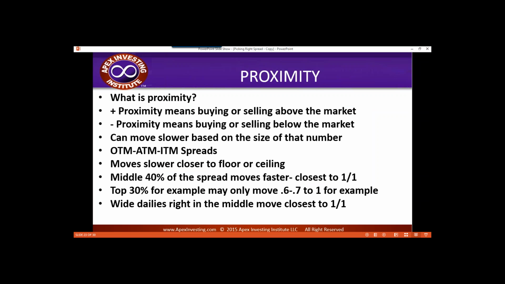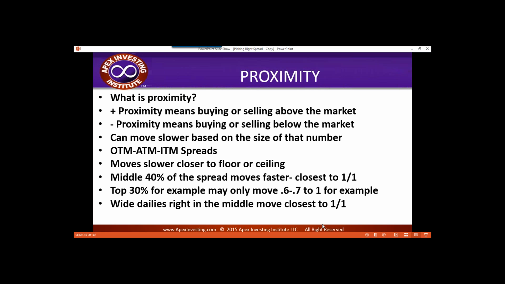That middle kind of 40% of the spread moves the fastest, dollar per dollar, one-to-one. Like the top 30% or the top 20%, the bottom 20% may only move like 0.7 to 1, or it might take you a couple, you know, 2 or 3 ticks to get 1 tick in movement. They move slower there. So if you want to mimic the market as much as possible, dollar for dollar, okay, you want to take one of the daily spreads or the wide spreads, okay?